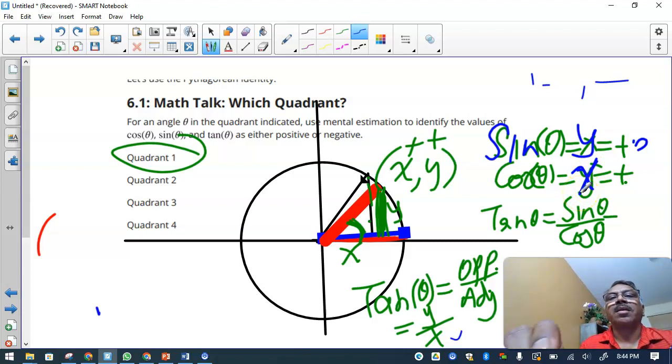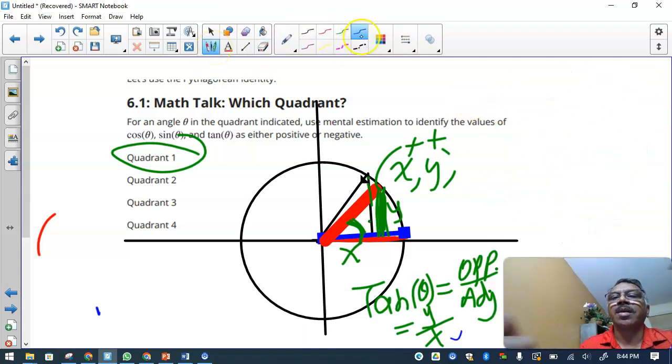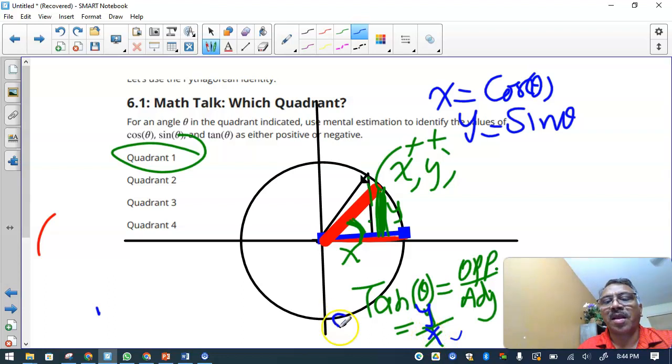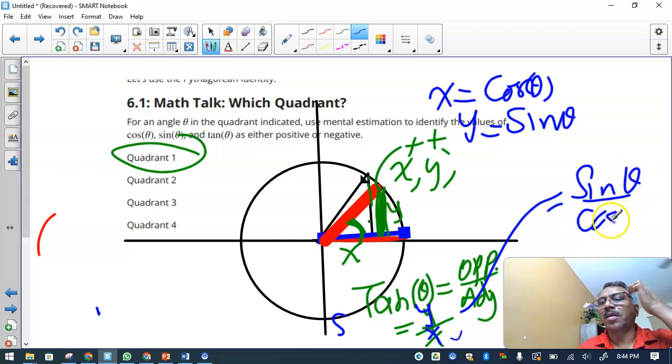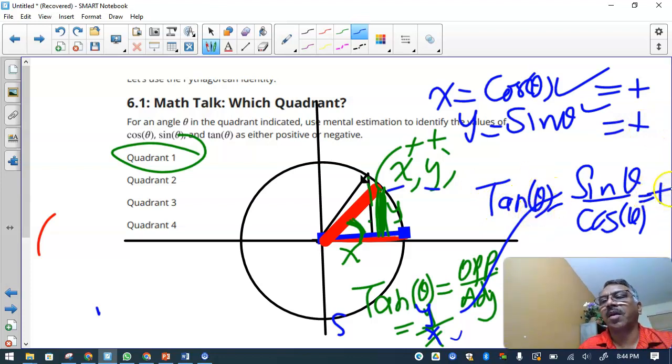So again I repeat, let me do it one more time. Cosine theta is x and sine theta is y. Therefore y over x is sine theta over cosine theta. If sine and cosine are both positive, then tan theta is also going to be positive. So that takes care of that.